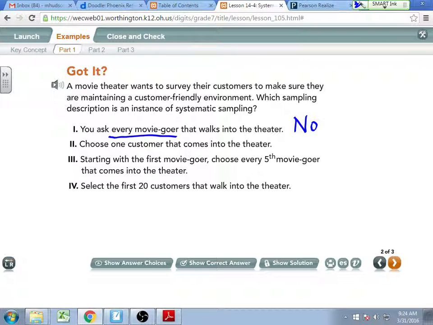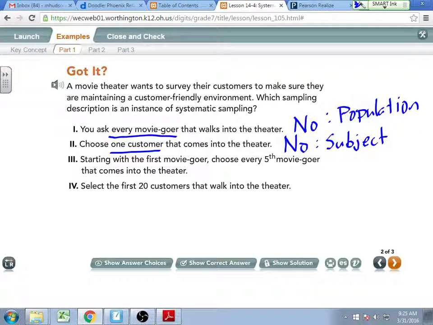Ethan, you choose one customer that comes into the theater. No. Is that a sample? Well, yeah, sort of, but it's a subject. And that person, maybe it's the first time they're going, or whatever. It's just too many variables, I guess. So if you want to have all the details on here, number 1, you ended up with the whole population. Number 2, you only asked a subject. So we're not doing too hot here.